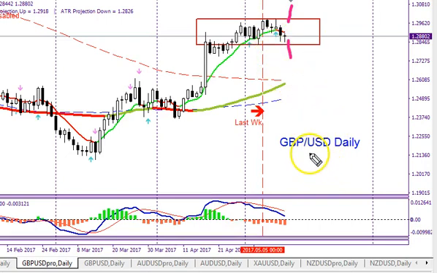And if we believe that price is going to go higher, we would look to buy above 130.10. Above 130.10. If we believe price is going to go lower, we want to take a sell trade below 128.20 to the downside. Let me just take that off for a second.